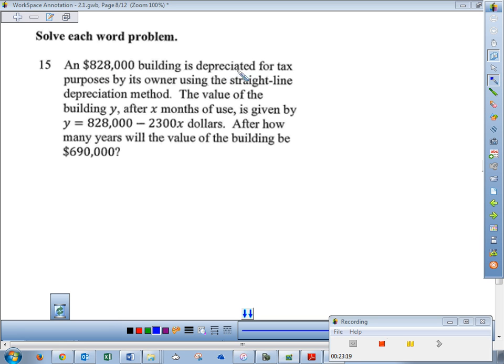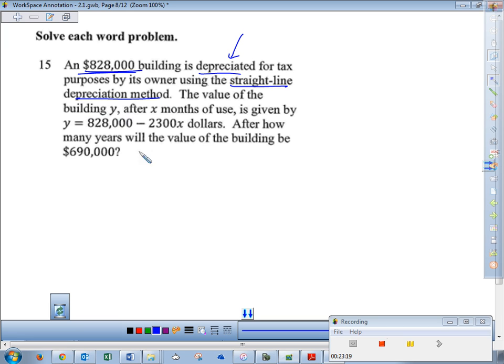This building, it cost this much originally, right? Quite a building. It depreciated. That means it went down, right? Its value went down for tax purposes by its owner using the straight line depreciation method. Straight line means it'll be a linear rate of change.